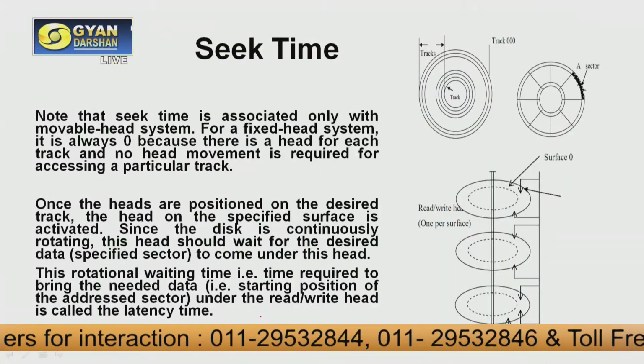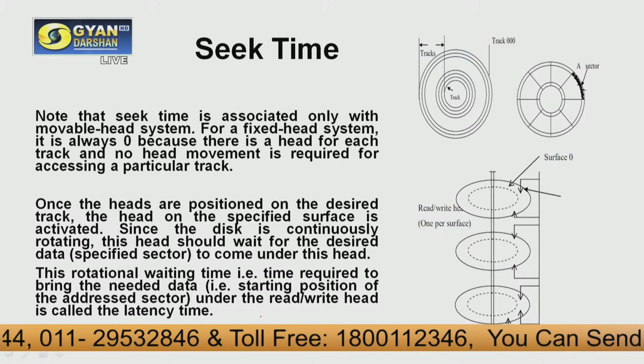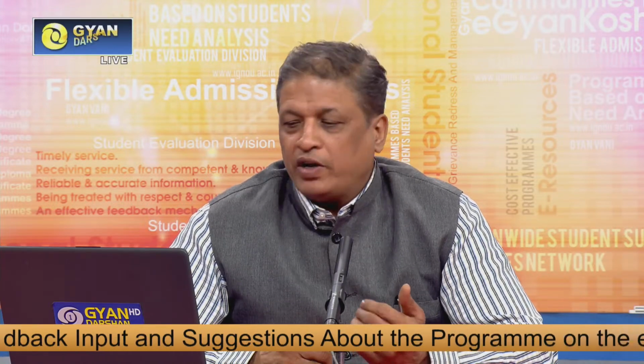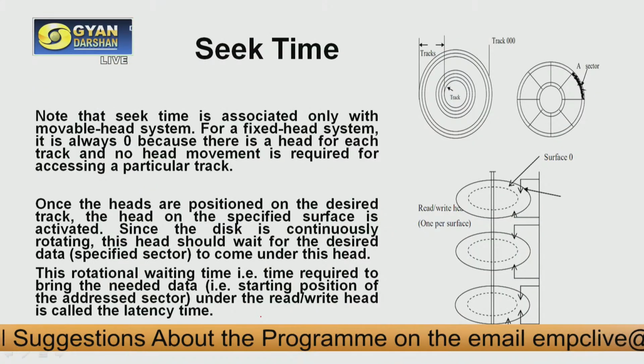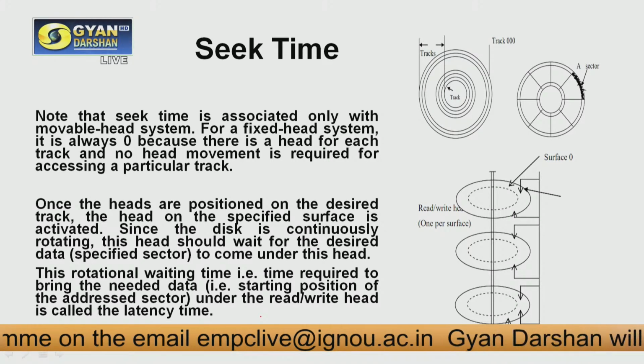We have a series of read-write heads, and one particular head gets activated depending upon the track we want to access the data for. So there are different mechanisms: one is a movable head system and the other is a fixed head system. When you attempt the numericals, you first need to understand whether the question is talking about the movable head system or the fixed head system. When there is a fixed head system, the seek time is 0. Generally the questions are related to movable head systems.